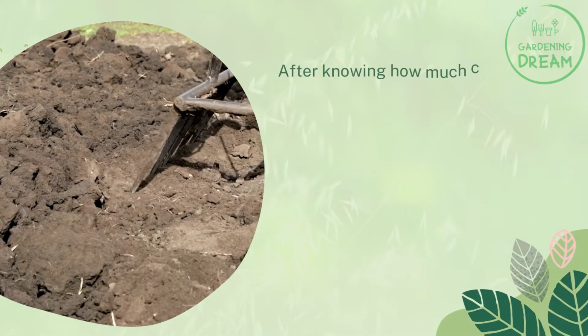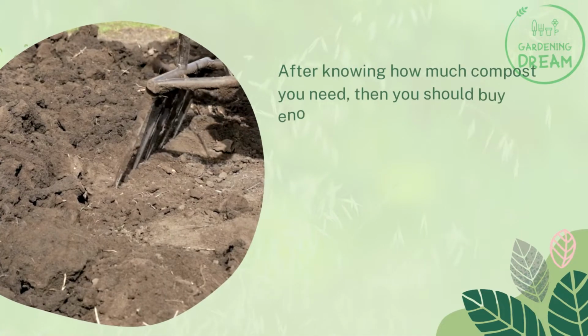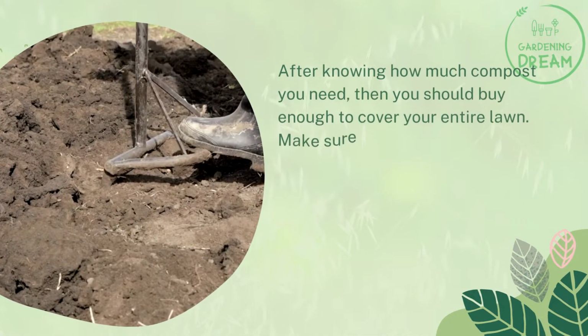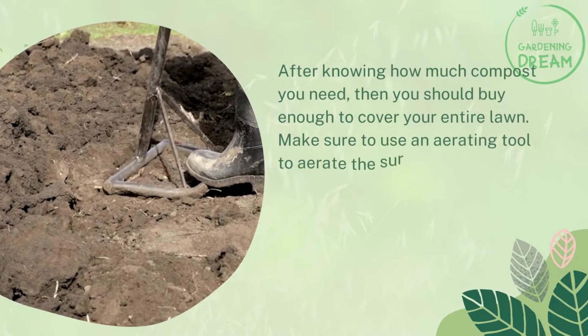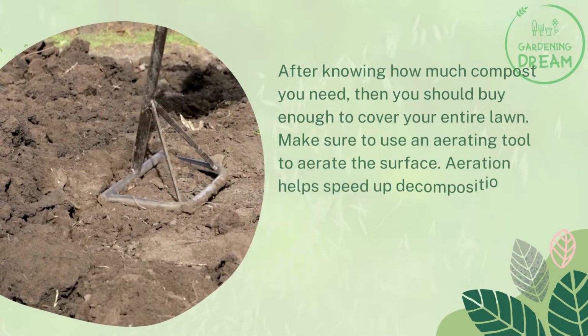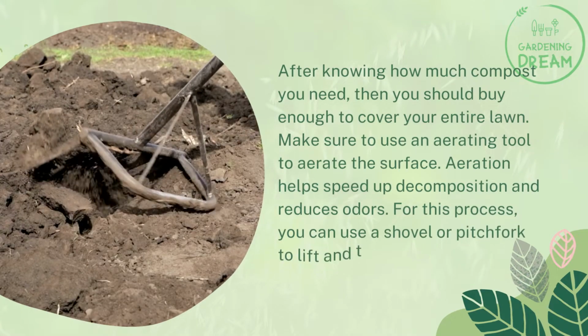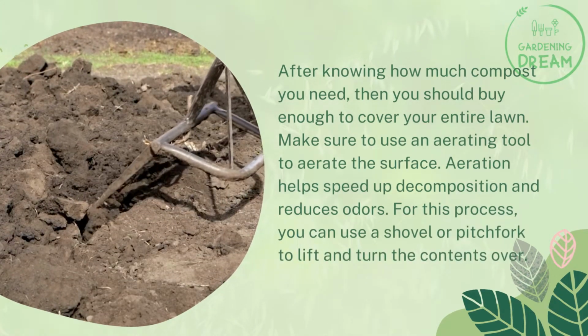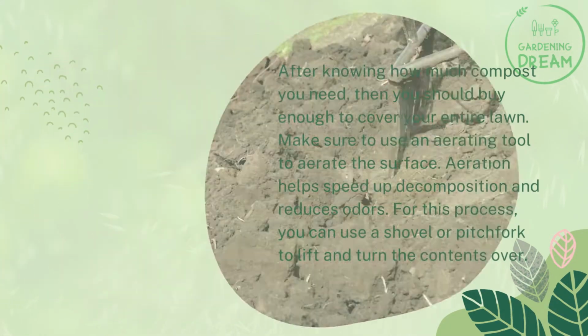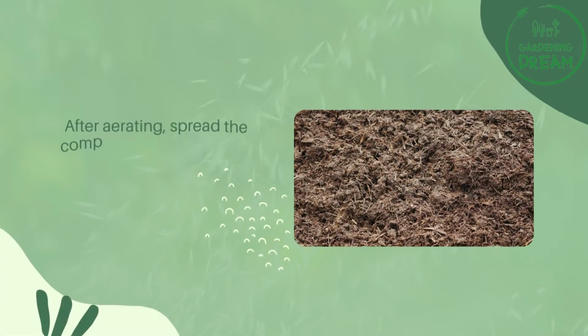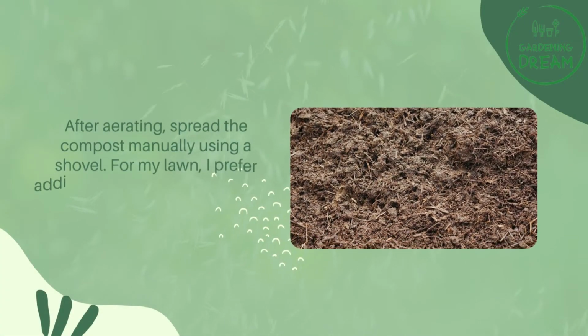Applying compost. After knowing how much compost you need, then you should buy enough to cover your entire lawn. Make sure to use an aerating tool to aerate the surface. Aeration helps speed up decomposition and reduces odors. For this process, you can use a shovel or pitchfork to lift and turn the contents over. After aerating, spread the compost manually using a shovel.